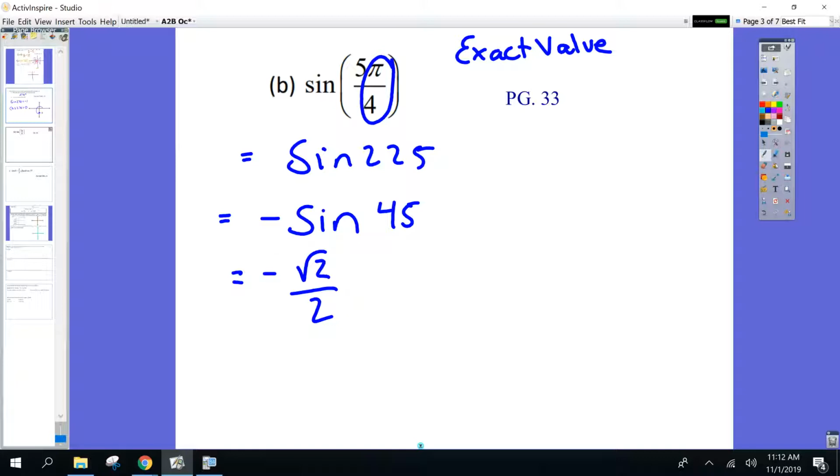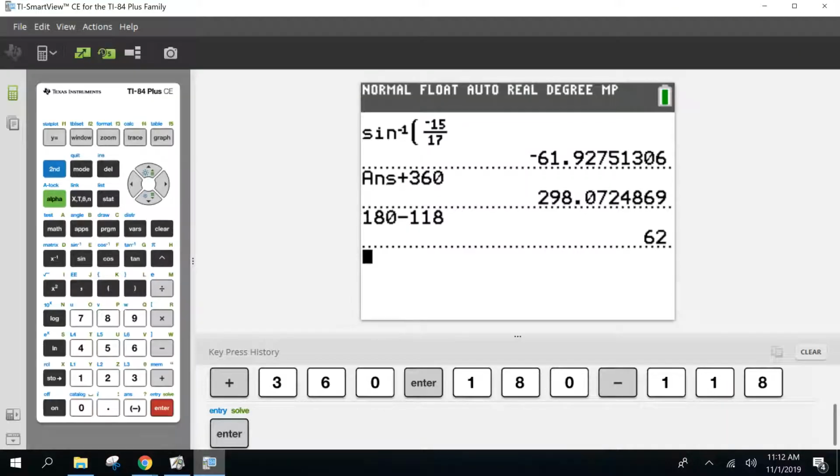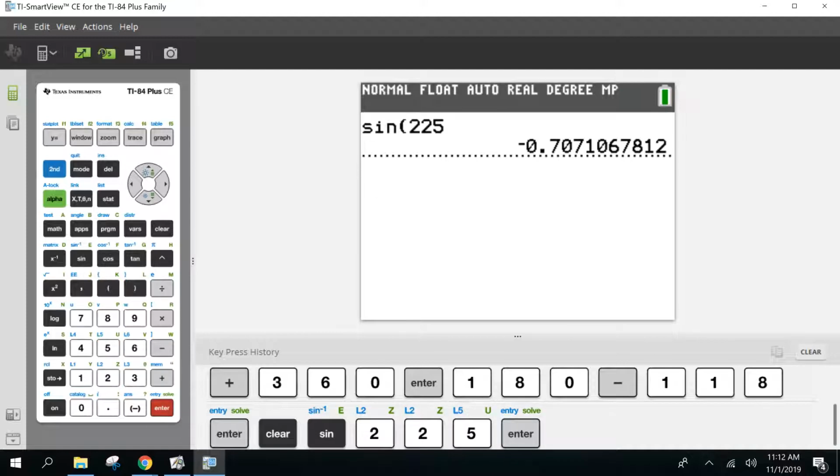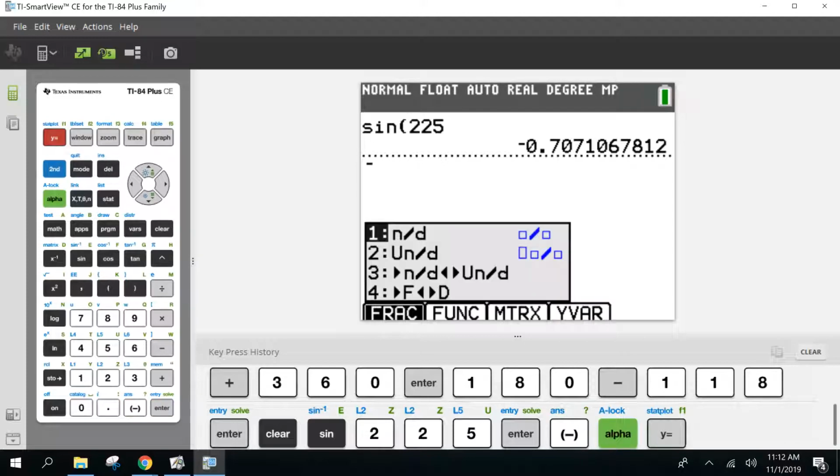And hey, on Wednesday, you can always check this using your calculator. All right, go ahead, do sine of 225 in your calculator right now. I know it's going to be a decimal. Watch how easy this is to remember. All right, I get that. Now plug in your final answer. Negative radical 2 over 2.